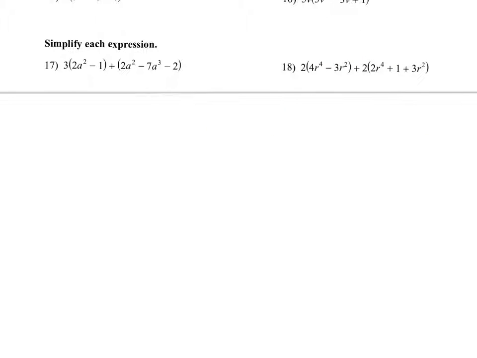All right, these ones we need to distribute first and then combine like terms. So on this one, I'm going to distribute that in there. So that'll become 8r to the fourth, I'm just multiplying by 2 here, and then 6r squared. And then here, I need to distribute that positive 2 as well. So that's going to be 4r to the fourth plus 2 plus 6r squared.